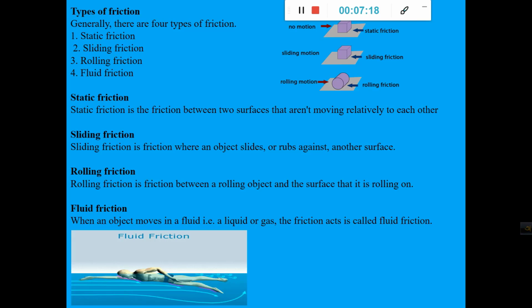Fluid friction: when an object is in a fluid, that means a liquid or gas, the friction that acts is called fluid friction. Look at the diagram below. The swimmer, a person, swims in the forward direction through water. Then water molecules try to oppose the movement of the person. That friction is known as fluid friction.